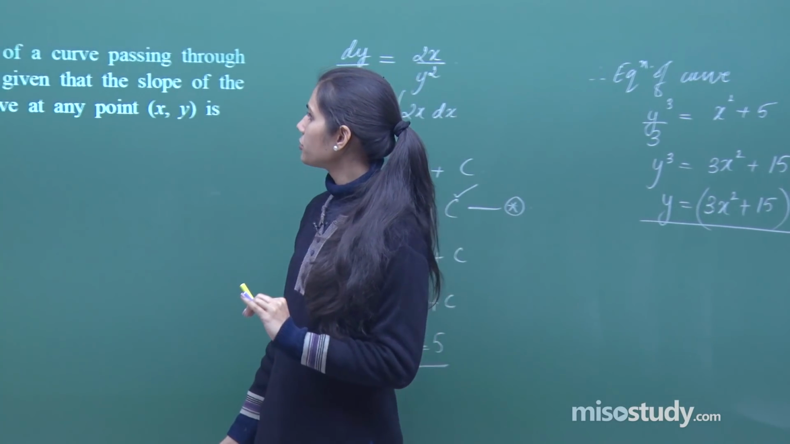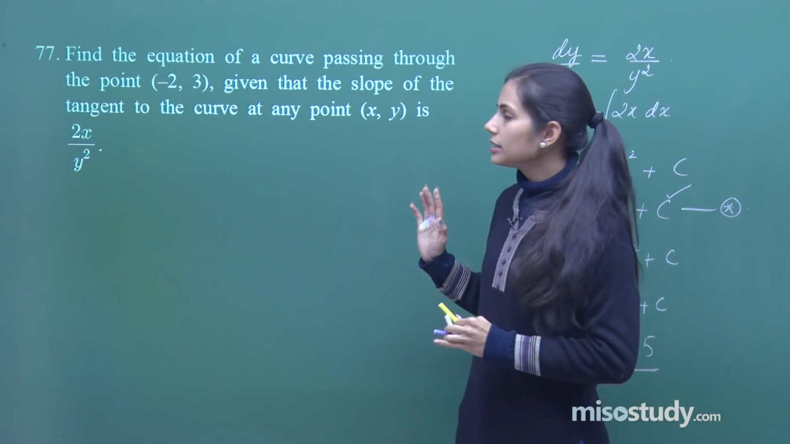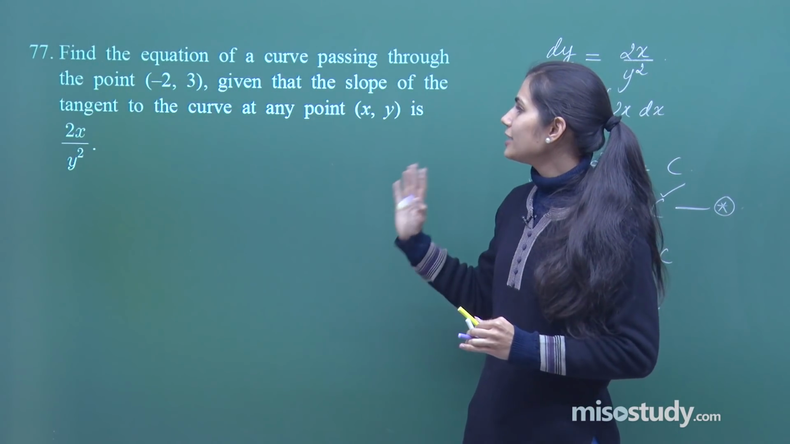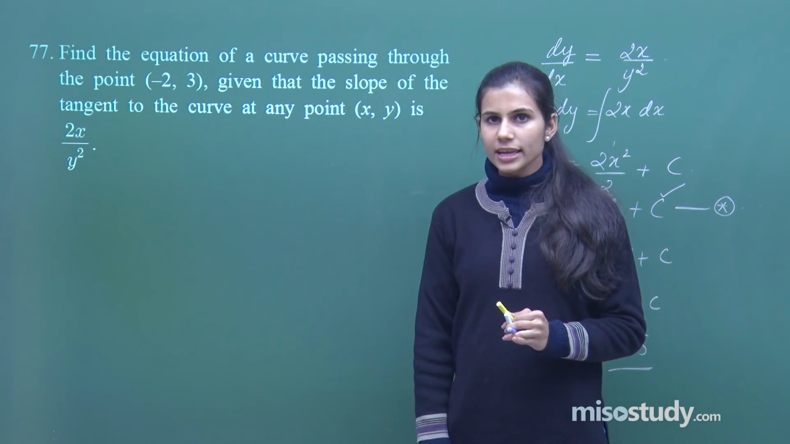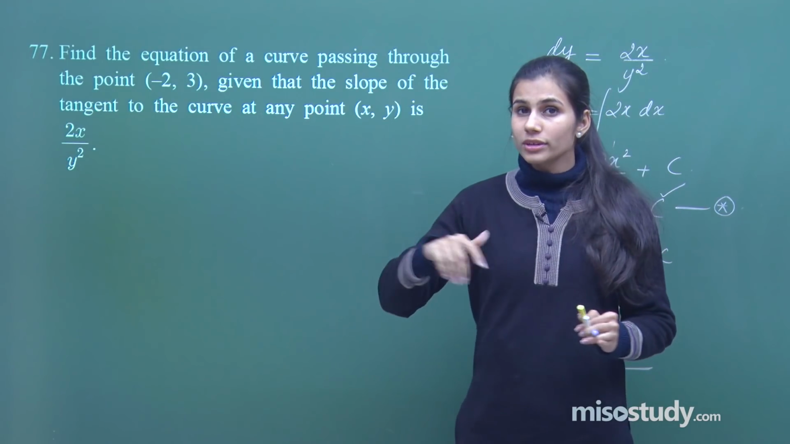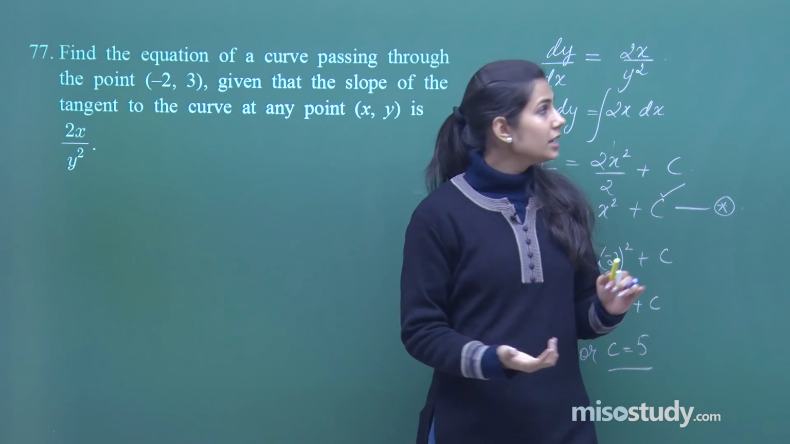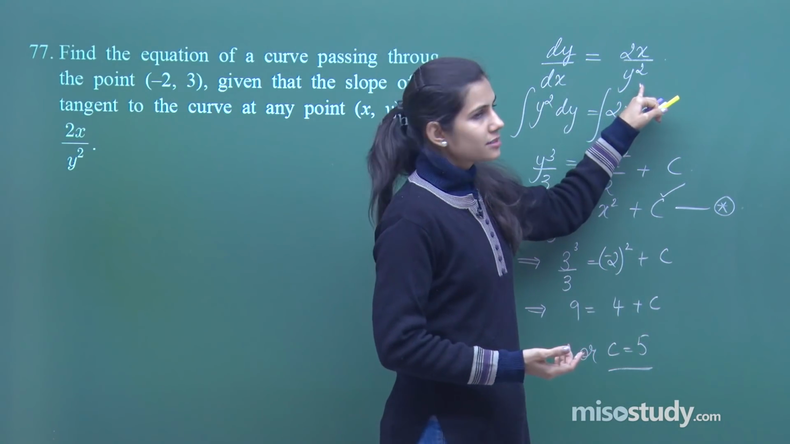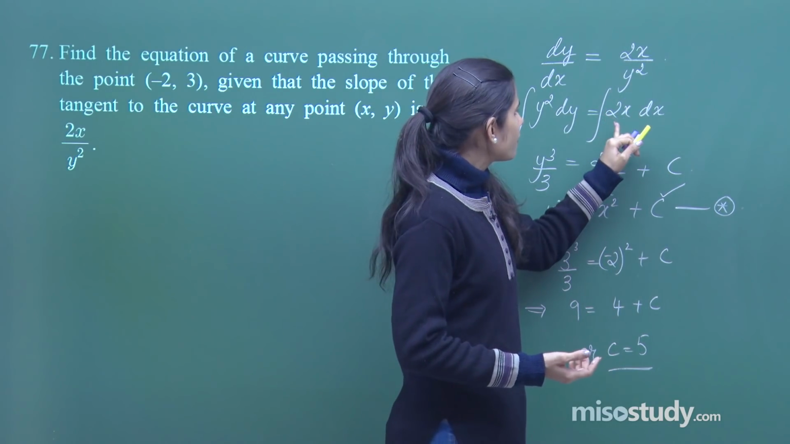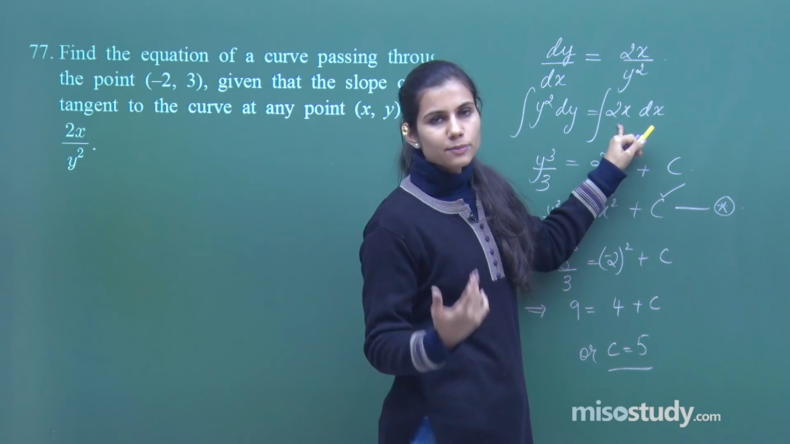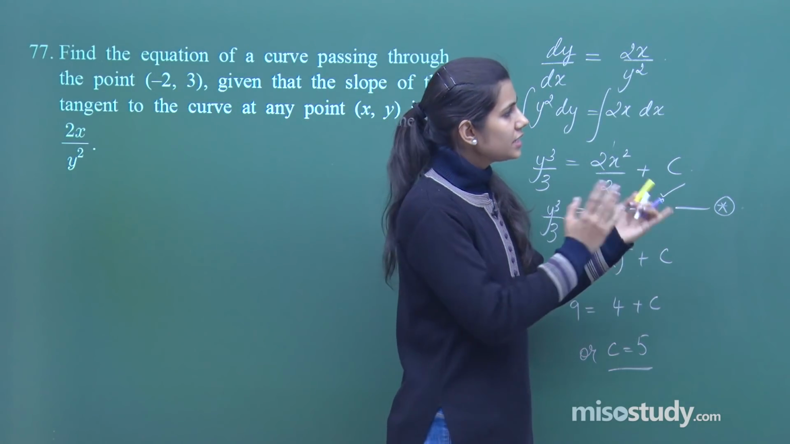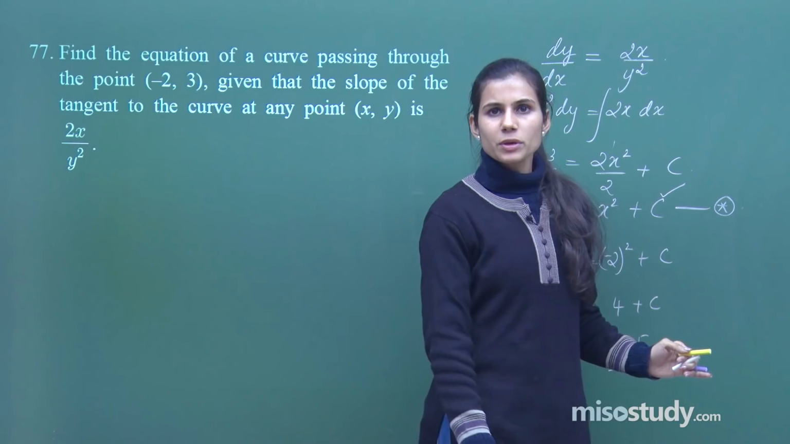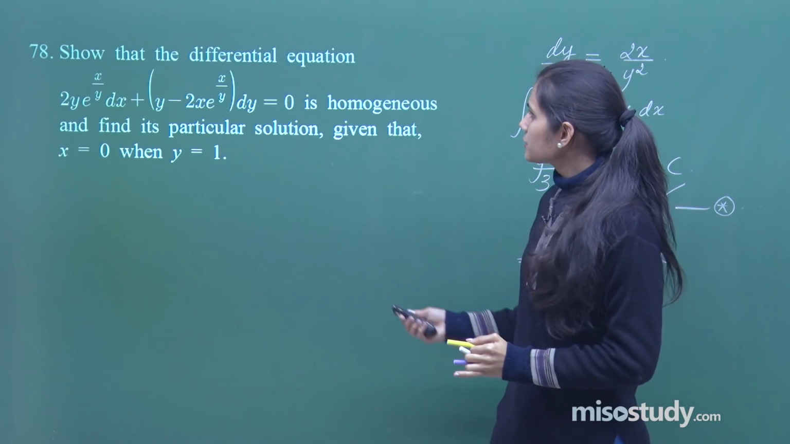So this is what you have as the final equation of the curve, which is passing through the point -2, 3, and the slope of the tangent to this curve at any point x, y is 2x by y square. Okay, just see how the question was not directly talking about a differential equation, but then it does get created, and therefore you identify the variable separable type, proceed ahead with the solution, find the value of c, and you have your answer. Easy question, not that tough. Let's move to the next question.